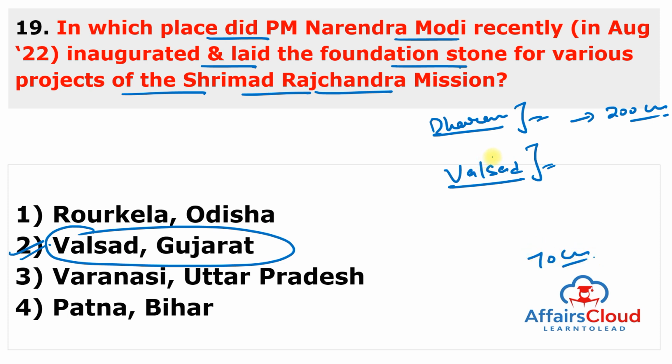During the occasion, Prime Minister Narendra Modi laid the cornerstone for the Shrimad Raj Chandra Center of Excellence for Women in Valsad in Gujarat. It will be built at an estimated cost of 40 crore rupees. So 3 projects: one is Shrimad Raj Chandra Hospital in Dharampur, second is Shrimad Raj Chandra Animal Hospital, and third is Shrimad Raj Chandra Center of Excellence for Women.